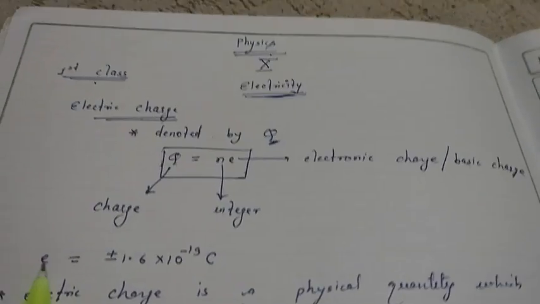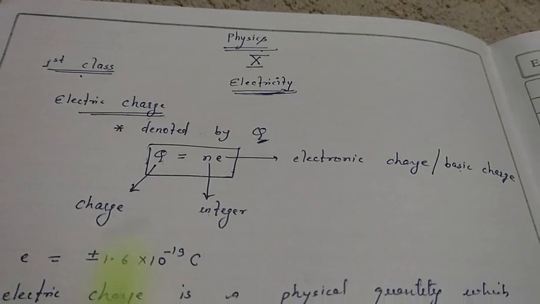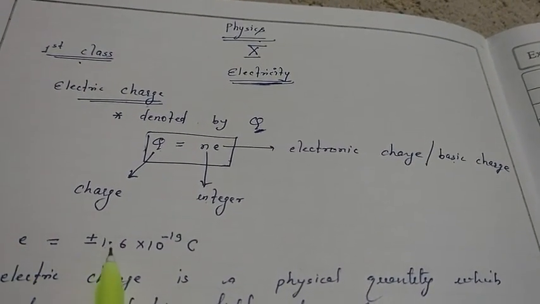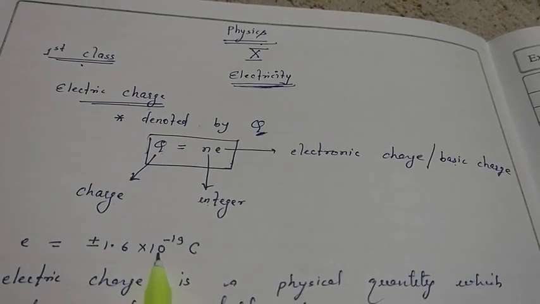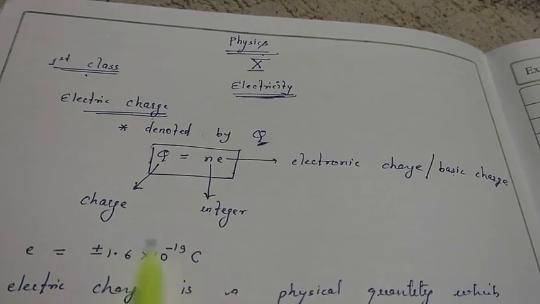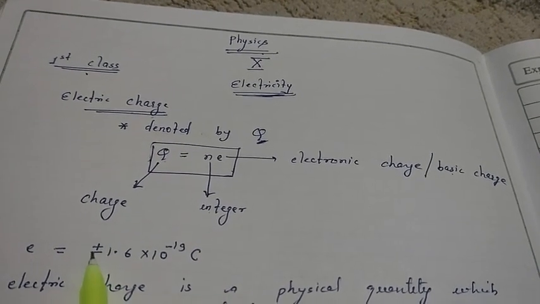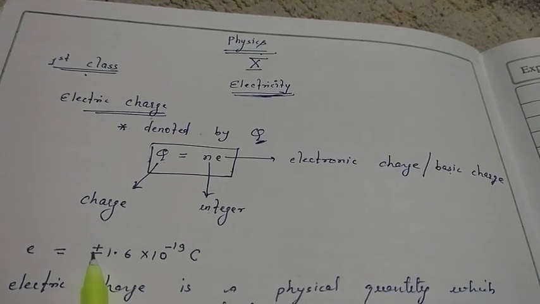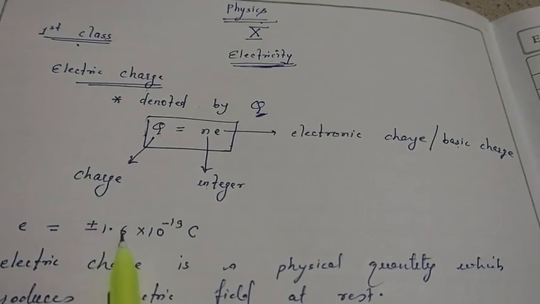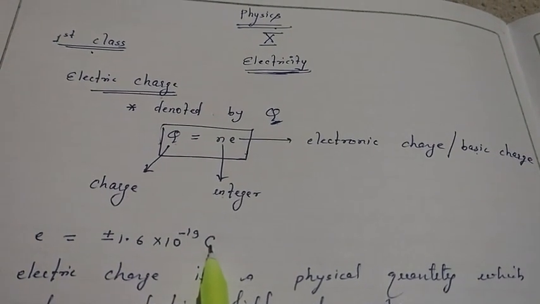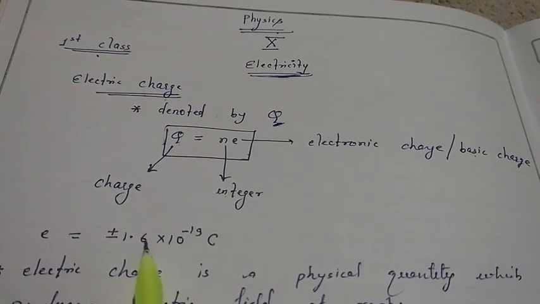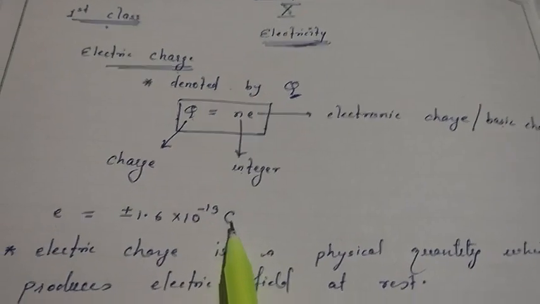Dear students, this E, which is called electronic charge, has a fixed value. Its value is 1.6 x 10^-19 coulomb. When it has a positive sign, it is for one proton, and when it has a negative sign, it is for one electron. Means for one proton the value of E is +1.6 x 10^-19 coulomb, and for one electron its value is -1.6 x 10^-19 coulomb.